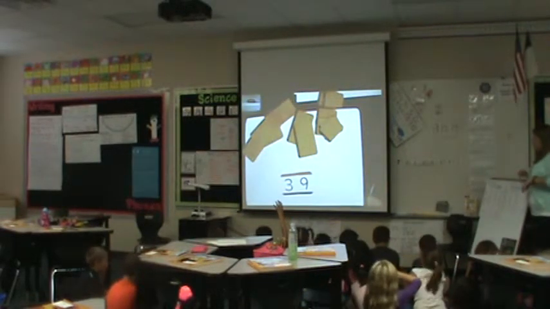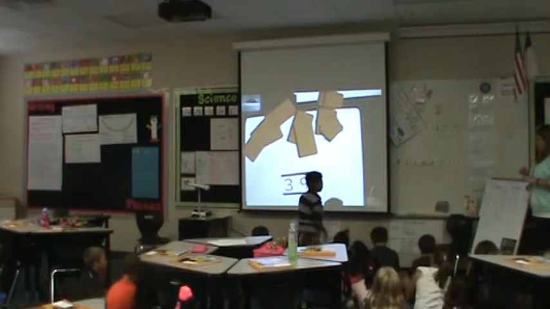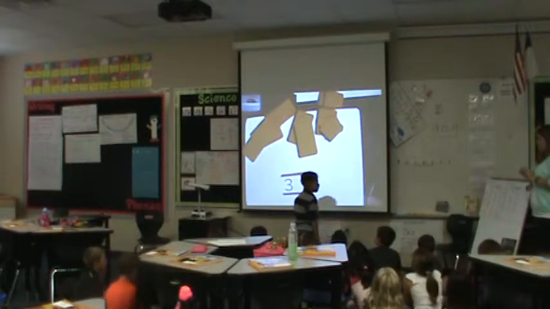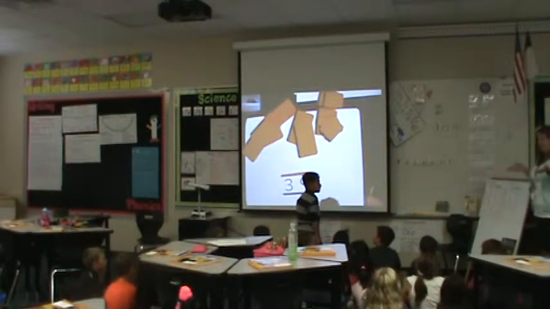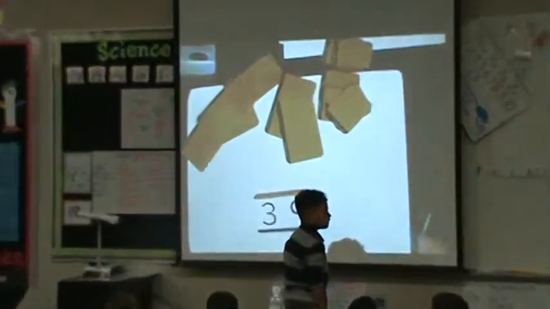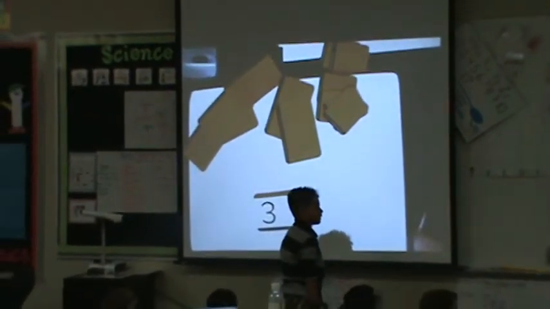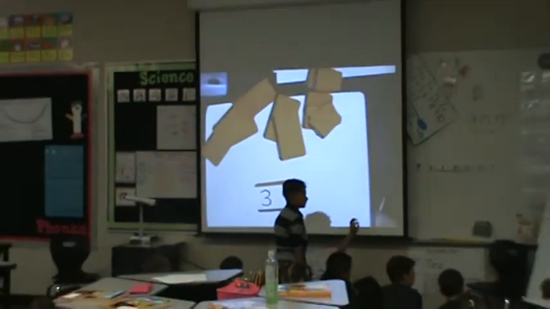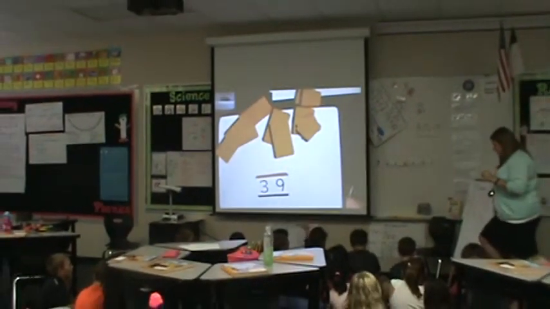The 30. The 30, so it's the 30 part, so it's actually more. Calvin, tell us one more thing that you guys knew about the number 39. That they're both odd numbers. Both digits are odd. We talked about 39 was an odd number, but we didn't talk about the 3 is odd and the 9 is odd. Very good.